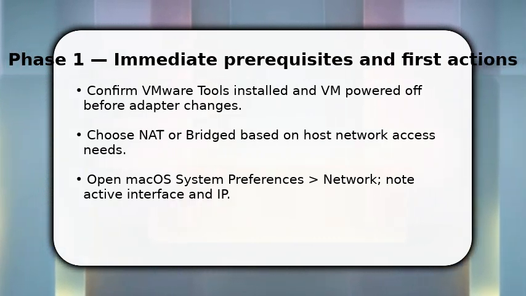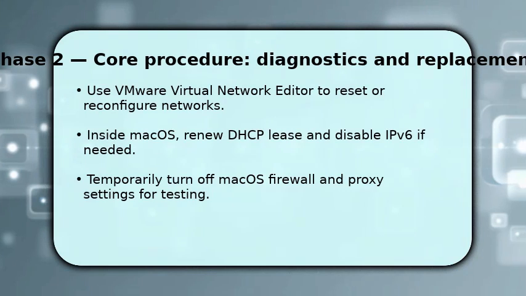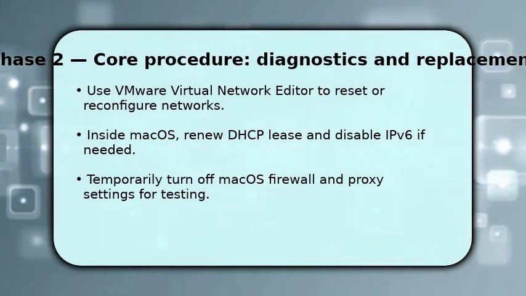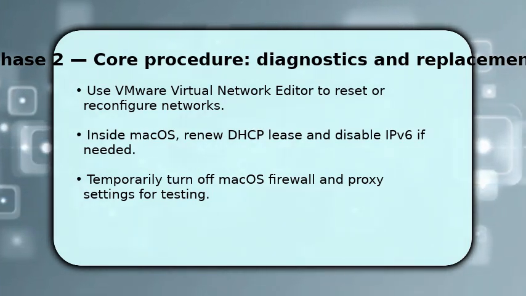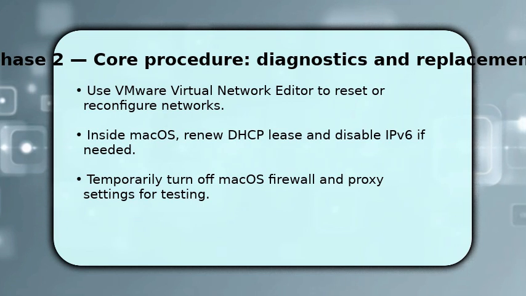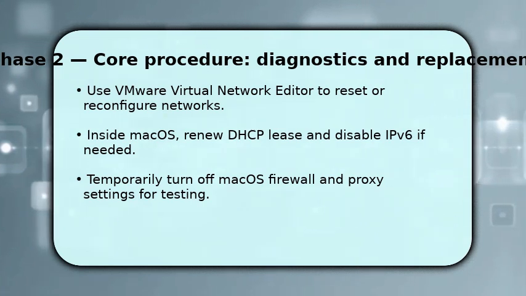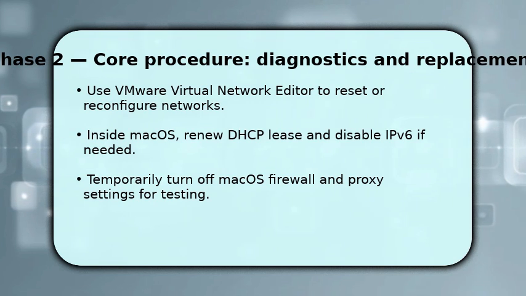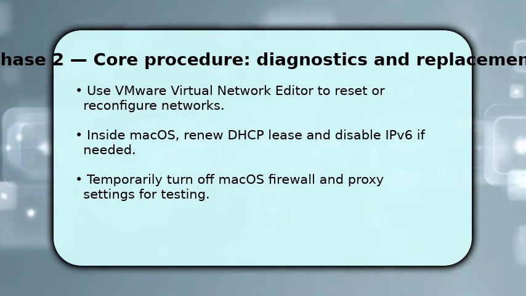Open the VMware Virtual Network Editor and reset the NAT and bridged configurations. This repairs mismapped virtual adapters. Next, in macOS Network Settings, click Advanced and renew the DHCP lease. This often corrects IP conflicts.